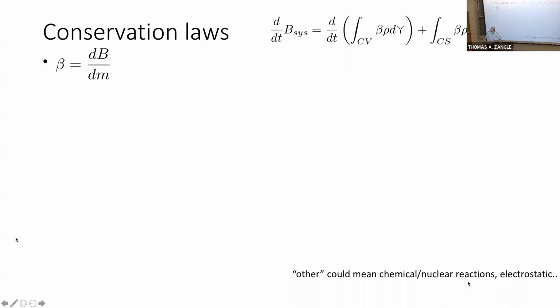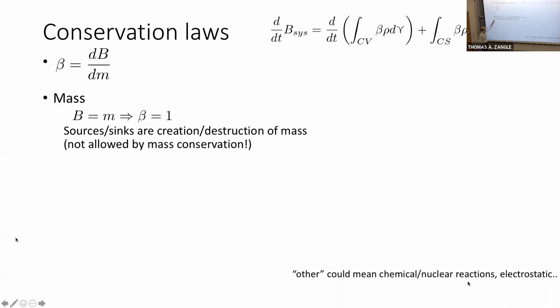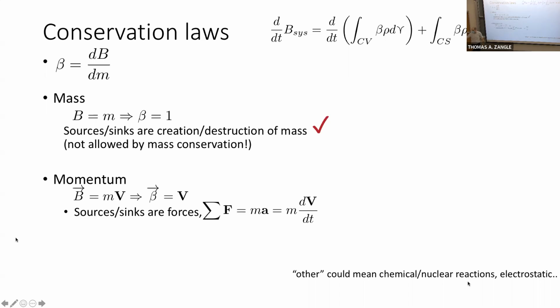Then we said that we let B equal M, or mass, if beta was just 1, and we derived an expression for conservation of mass. Right, so we're through there. Then we did momentum. We said that B now was going to be a vector quantity equal to the momentum, m times v. So beta was just the velocity. And we saw that the sources and sinks of momentum are given by Newton's second law, F equal to ma. And then we developed an expression for momentum balance in a fluid.